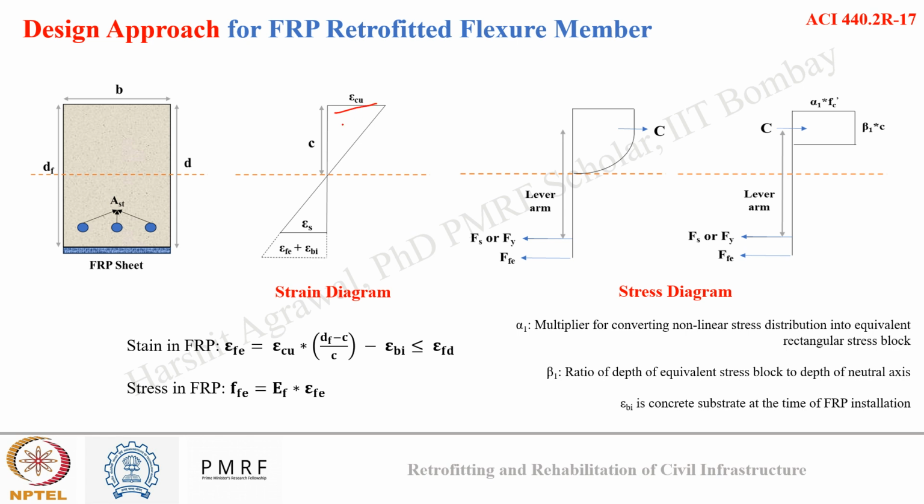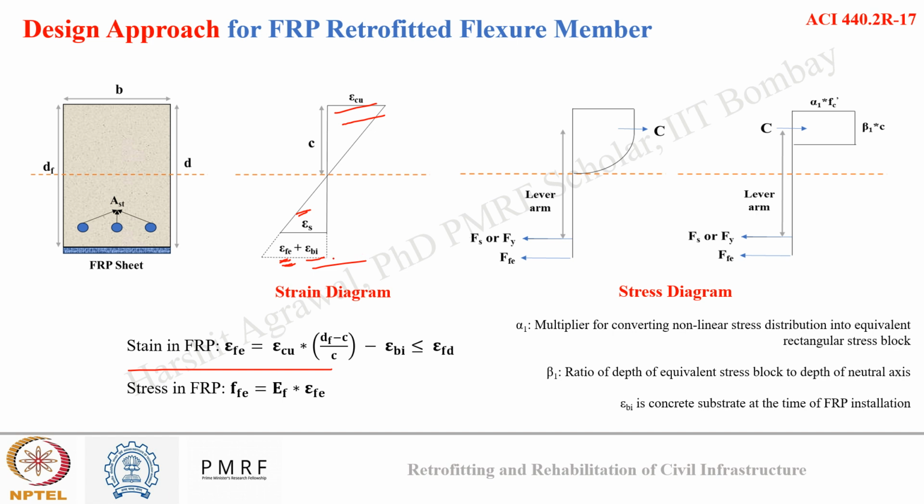First is epsilon cu, that is for the concrete top fiber, and second is epsilon s, that is for the steel reinforcement. We know their meaning: the strain in concrete at ultimate loading and the strain in steel. Here epsilon fe is the strain in FRP due to the loading action. Once we apply an FRP sheet, there is an additional member which will take the strain, that is the FRP element, and that strain is denoted by epsilon fe, and it is given by this equation. And epsilon bi is the strain in concrete at the time of FRP installation.